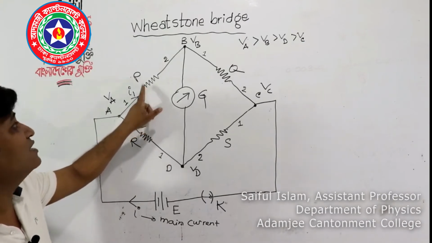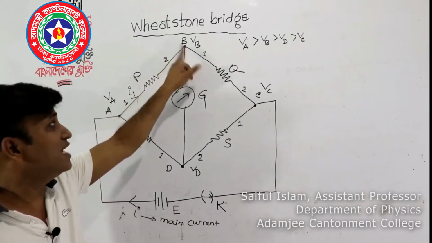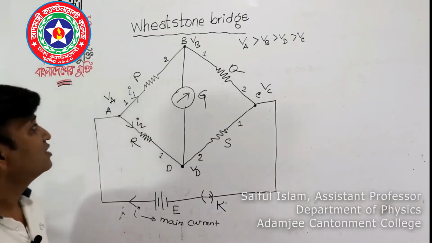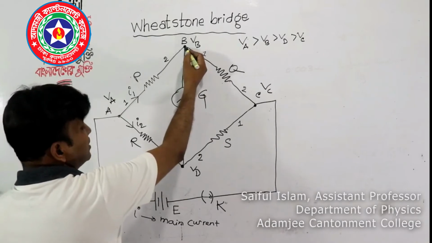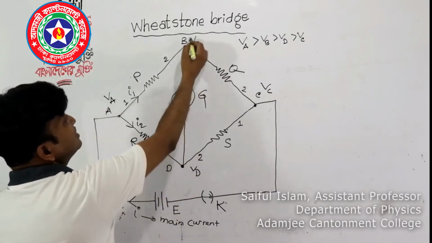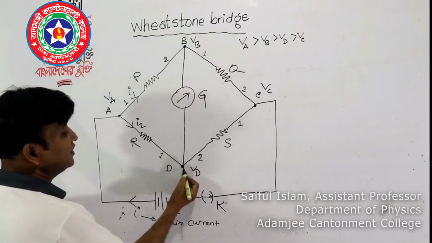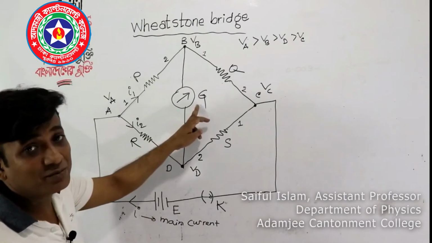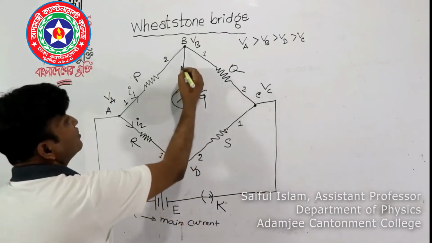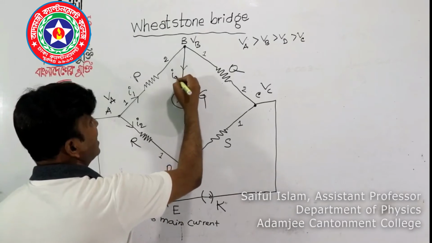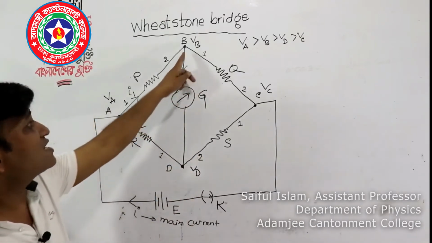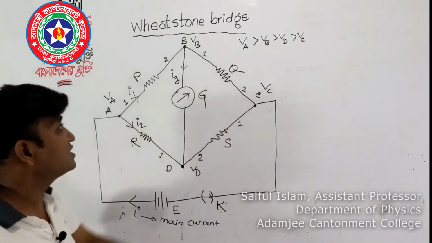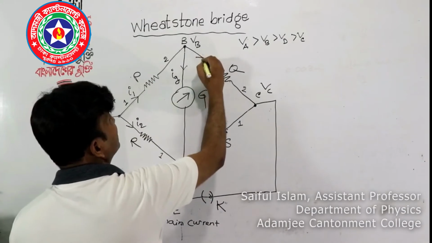When the current I1 reaches point B, it again divides into two paths. One is from B to D. As the potential VB is greater than VD, it flows from B to D through the galvanometer. We consider this current IG. Another current will flow from B to C through the resistance Q. Suppose this current is I3.